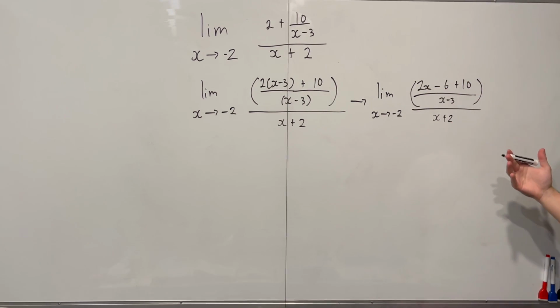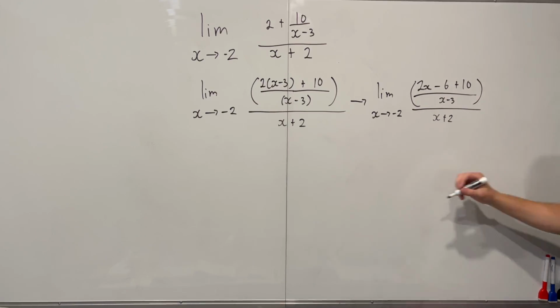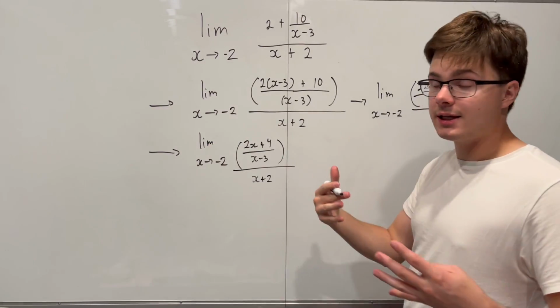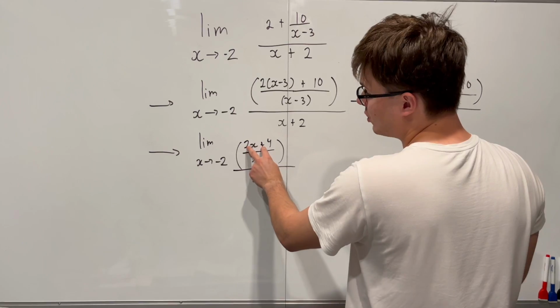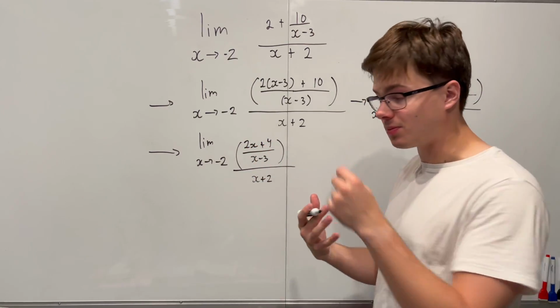Okay, fantastic. Now we probably want to simplify minus 6 plus 10 to just be plus 4. Like so, and notice we can factor out a 2 here because 2x plus 4 both share a multiple of 2, or are both multiples of 2.